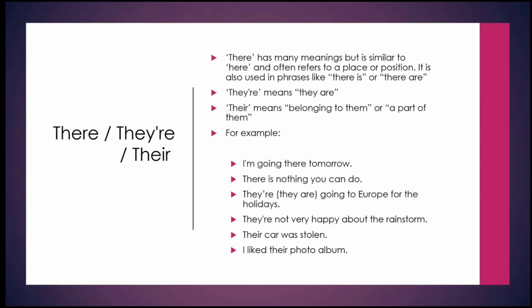Then we have there, their, and they're. How do you use these 3 words? How are they different from each other? There has many meanings, but it's similar to here and often refers to a place and position. It is also used in phrases like there is or there are. They're, on the other hand, is the contracted form of they are. Their means belonging to them or part of them.